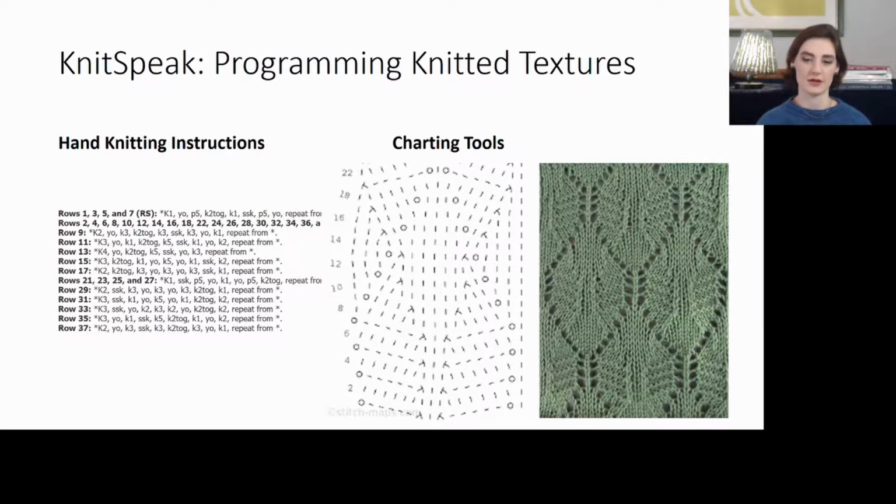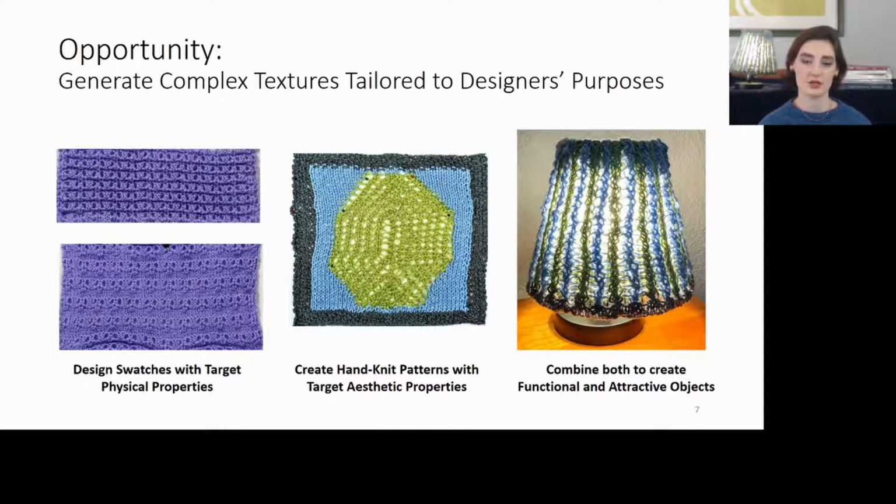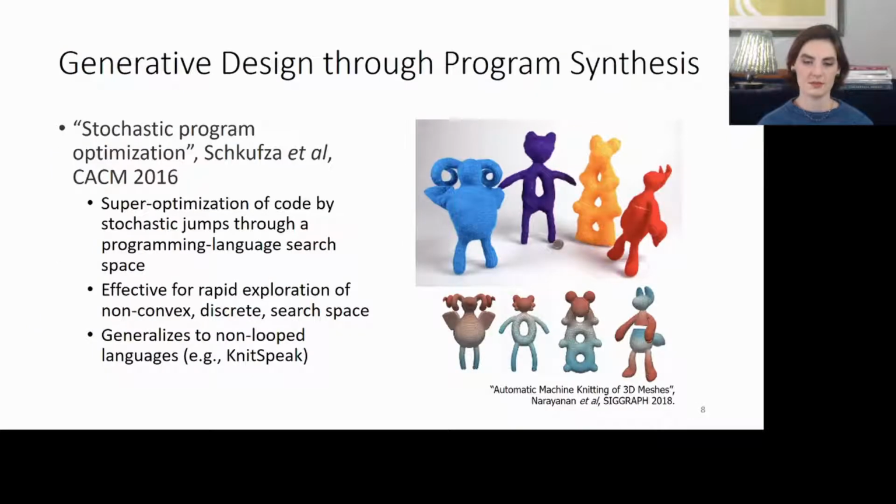like those shown here. This presents us an opportunity to generate complex textures tailored to a designer's purpose, such as designing swatches with target physical properties, creating hand-knit patterns with target aesthetic properties, or combining each of these different properties to create functional and attractive objects. This work builds on the stochastic program optimization technique defined by SIGCHI et al., which is a super-optimization programming synthesis technique that searches a space of non-looped programs, such as KnitSpeak, and is effective in non-convex, discrete search spaces.